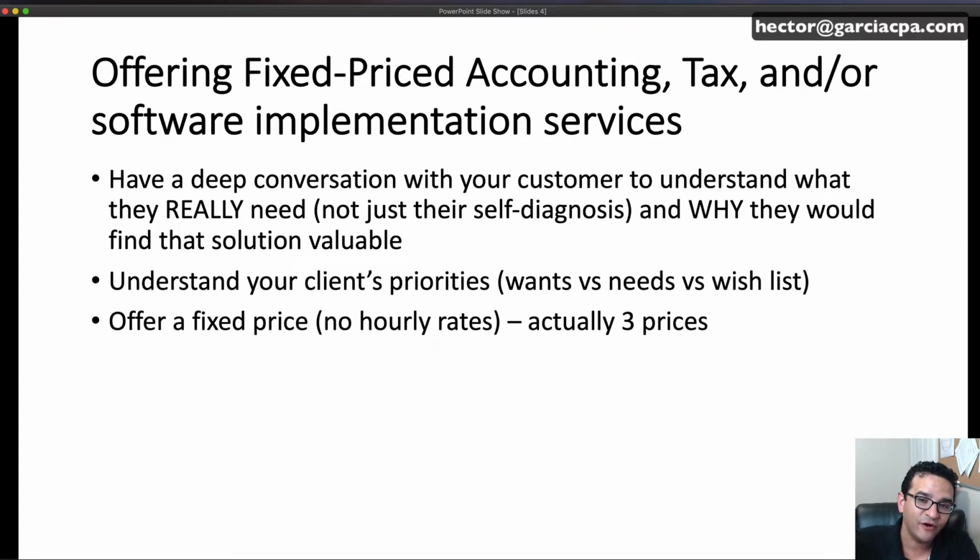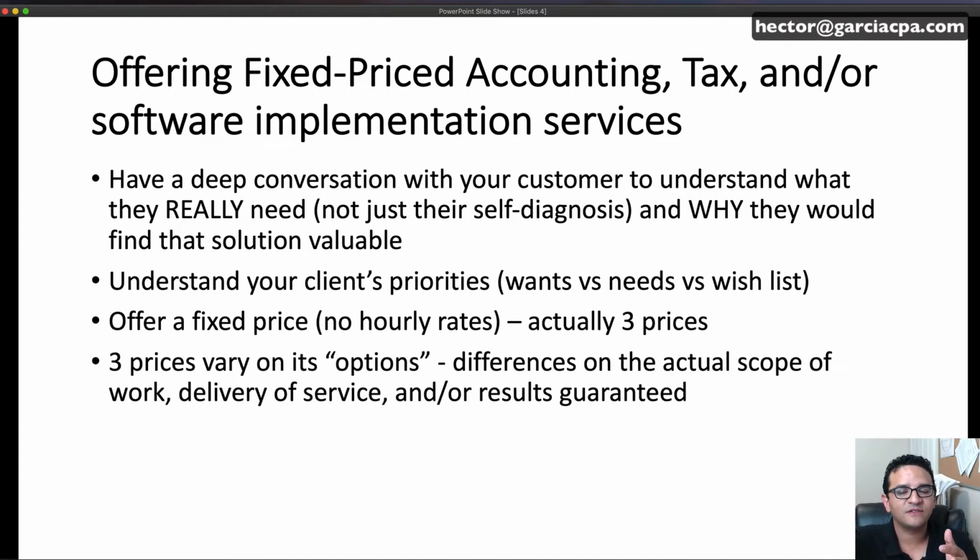The third thing we're going to do is offer a fixed rate, not an hourly rate ever, but we're actually going to offer 3 services, 3 packages, or 3 prices. Each of these services will be priced differently because they will vary based on options. These options are going to be actual differences in the scope of work, actual differences in the service delivery, and or actual differences on the results that we're guaranteeing.